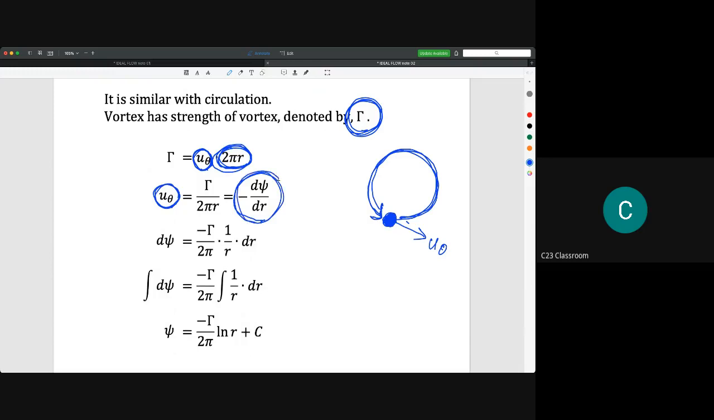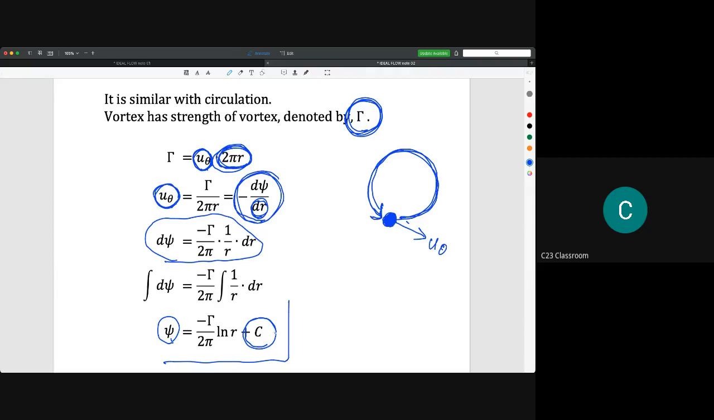And then what we could do here is integrate both sides. But before that, you need to bring the dr to the left hand side. So you have this term. You integrate both sides, so you will have psi on your left, and finally you will get negative gamma over 2 pi ln r. And please remember, when you integrate this, you will get c. For previous calculations, it is okay for you to assume the value of c is equal to 0.